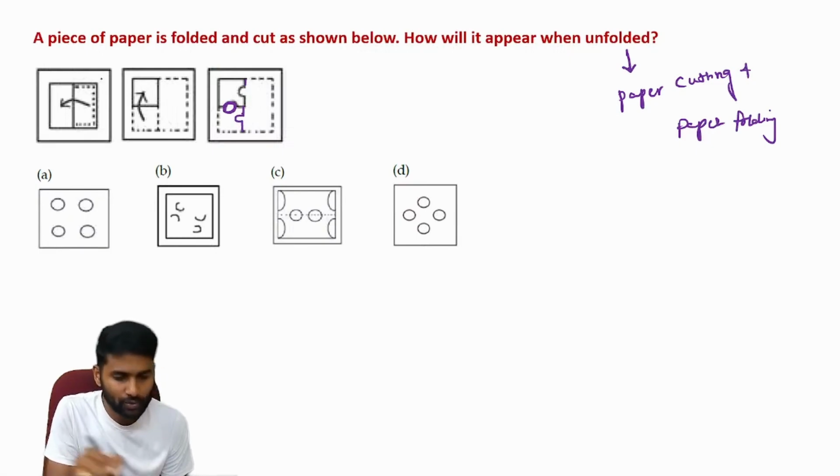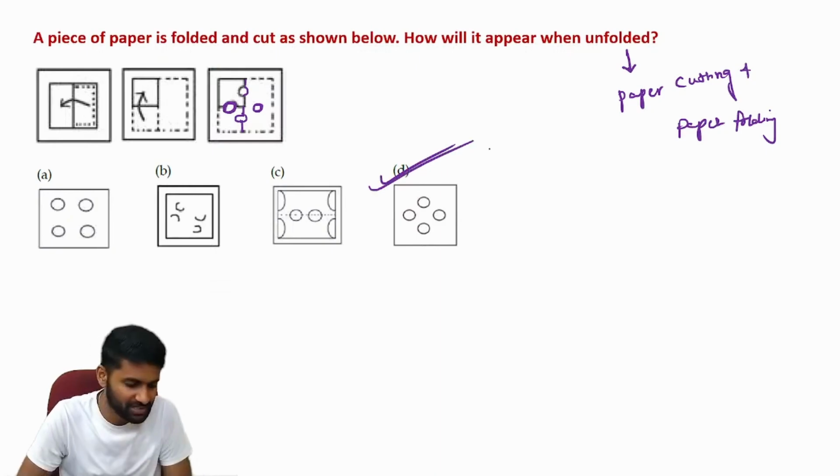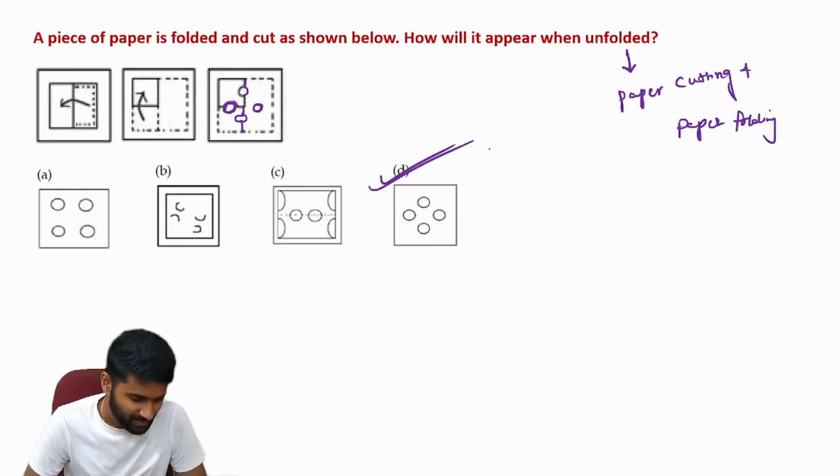Now you have to open towards the right side. If you open the right side, definitely you will get the figure completion, and these circles will appear here. So if we open the entire paper, you will get four circles. So D is the correct answer. Very good. You will get four circles on the paper.